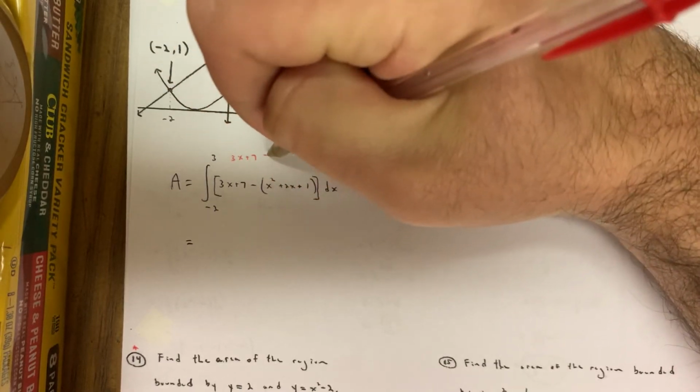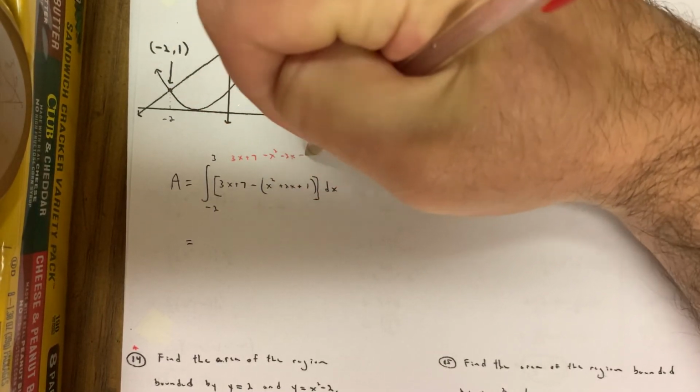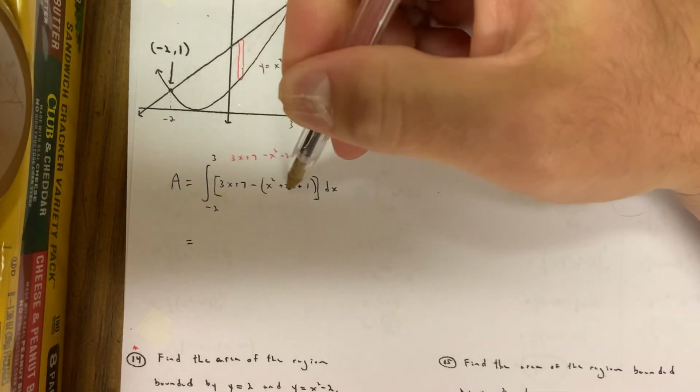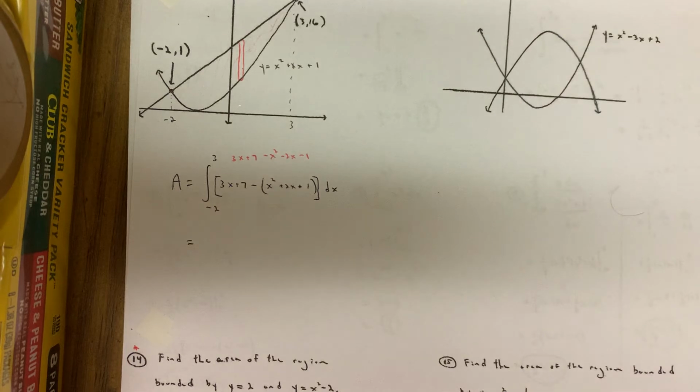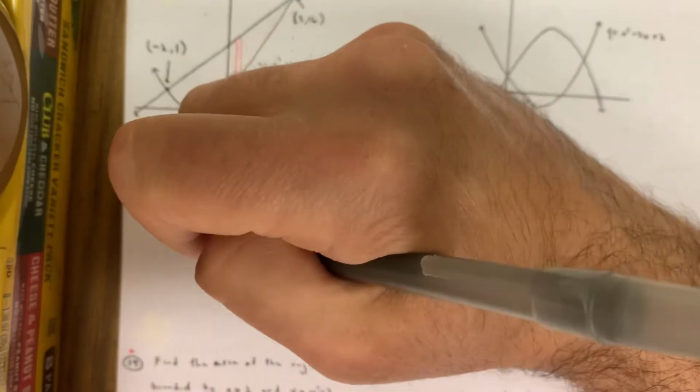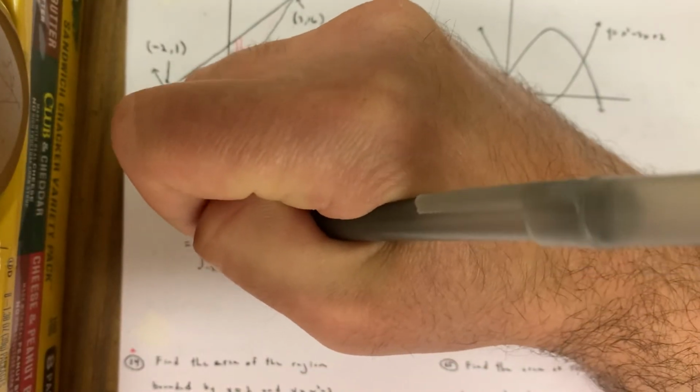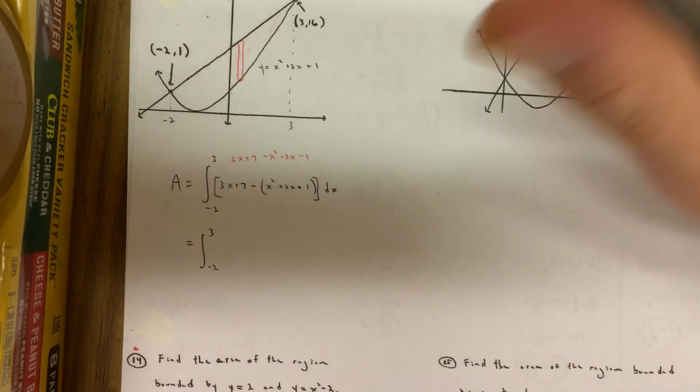3x plus 7 minus x squared, minus 2x minus 1. Some people are like, I just like to integrate separately and then get rid of the parentheses. Well, you're wrong, Poppy. All right, make sure you get rid of those parentheses, then you integrate. So here we got the integral from -2 to 3. I got to tell you, if you're annoyed about those bounds, man, I'm right there with you.